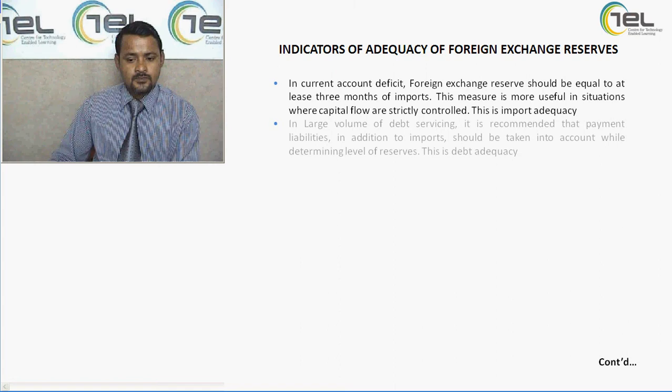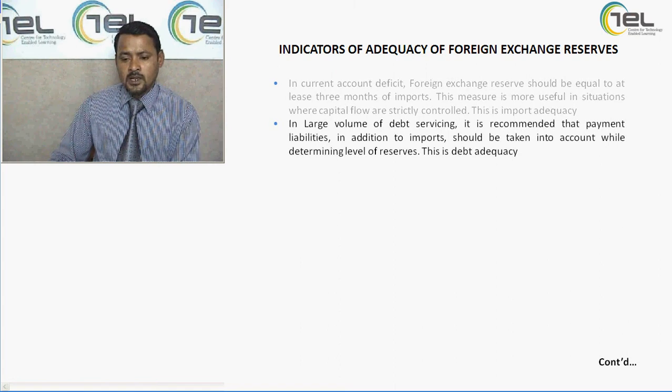In large volume of debt servicing, it is recommended that payment liabilities, in addition to imports, be taken into account while determining the level of reserves. So it means debt servicing should be good. A country has taken a large amount of debt. Always a country will have a large amount of debt. Every year it has to service the debt, it has to pay the repayments, it has to pay the interest. So these must be taken into consideration to create debt adequacy.